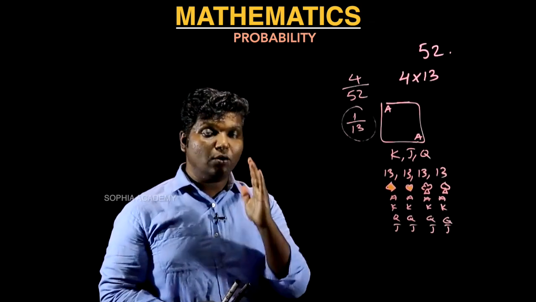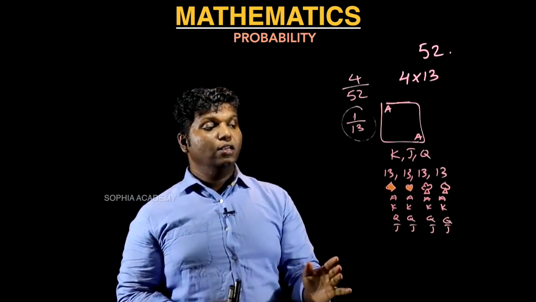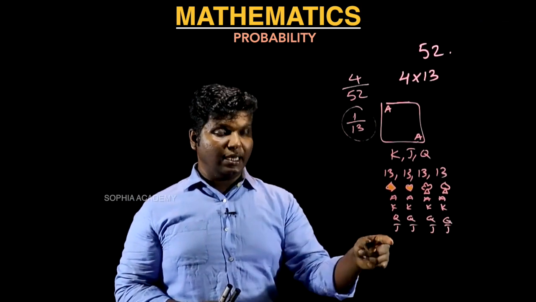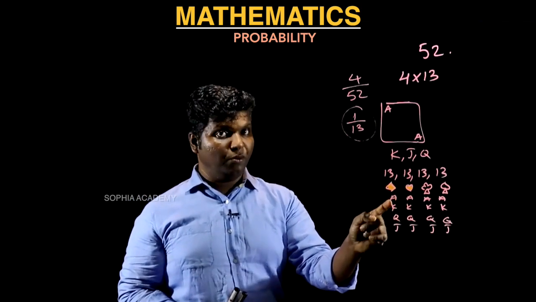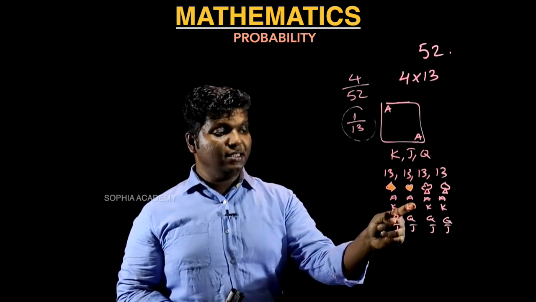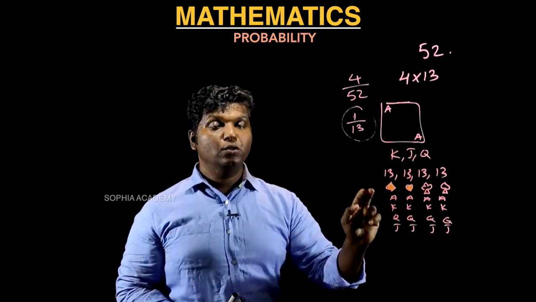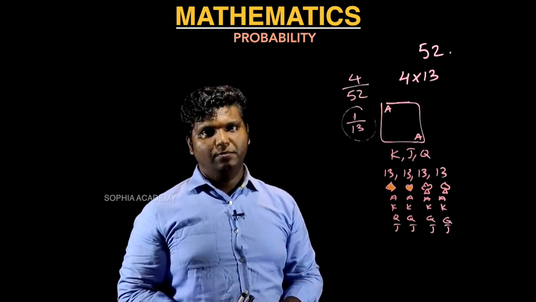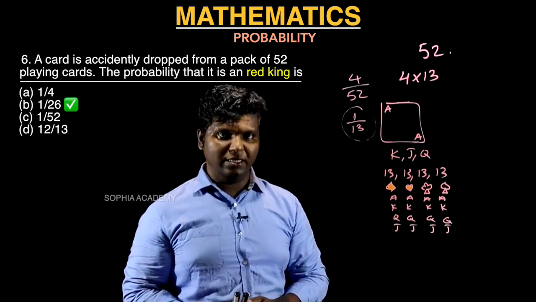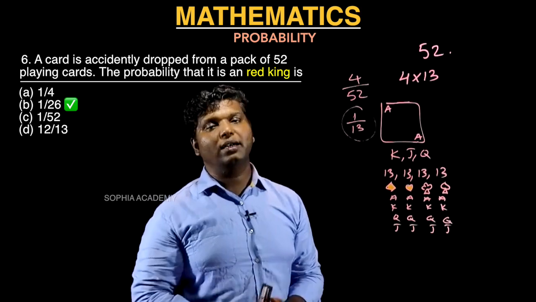So what is the question asked? Red king. So red king can come in this category, one king will be from this one, it's a red one. One king is in this one, that's also a red one. So the favorable outcome is 2. So the answer will be 2 by 52. Cancelling them, you will get 1 by 26. So this is the way how to understand the question.